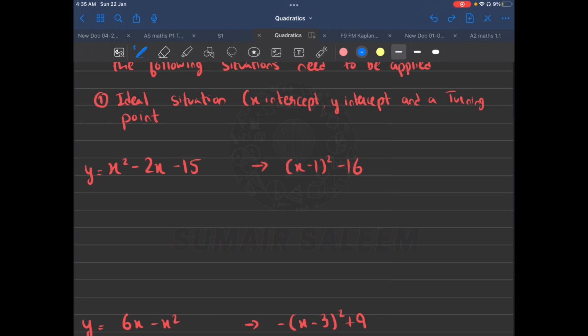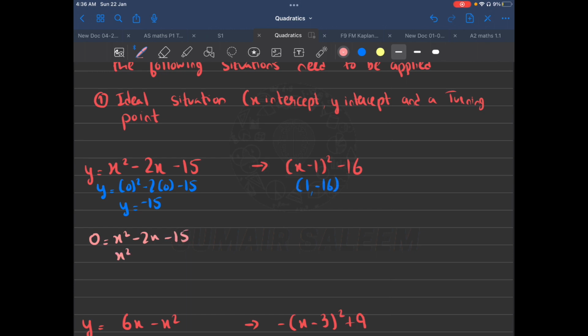As you can see, the completing the square method here. What's my turning point? 1 comma minus 16. Got this? Now let's find the y-intercept. At the y-intercept, x is 0. Let's plug in x as 0. So what's my answer of y? Minus 15. Now let's find the x-intercept. At the x-intercept, y is 0. Now let's plug in y as 0.